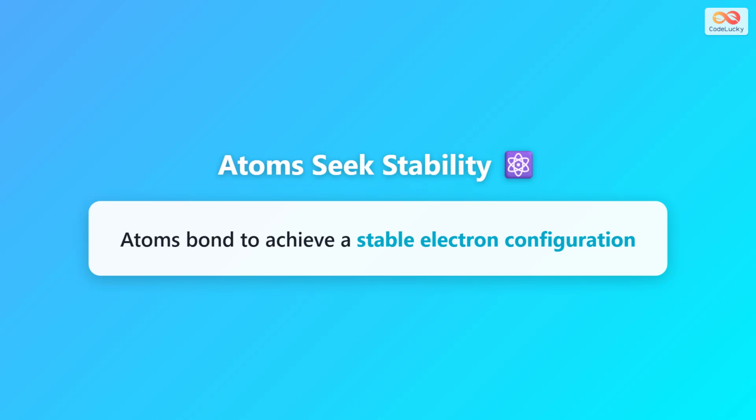Atoms bond to achieve a stable electron configuration. Think of it this way: atoms want to be in their most comfortable, lowest energy state. The electrons in the outermost shell, called valence electrons, play a crucial role in this. When atoms have a full outer shell of electrons, they become stable and less reactive. Bonding allows atoms to reach this stable configuration.